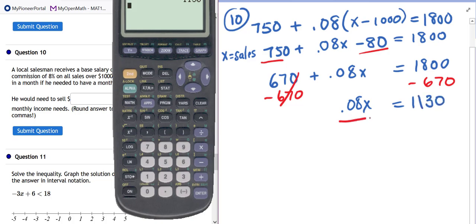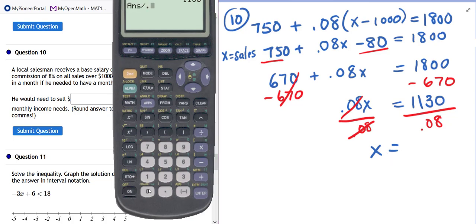and then you're going to divide by 0.08. So you get x equals, and I already have that 1130 sitting there, so I'm going to divide by 0.08, and I get 14,125. So this is what his sales need to be to make $1,800 a month.